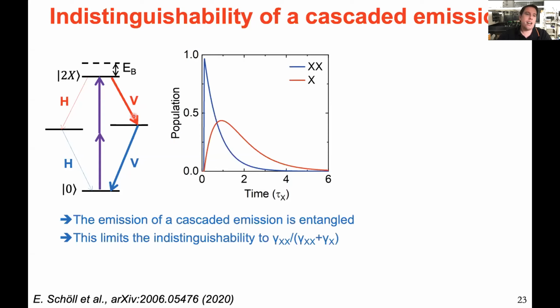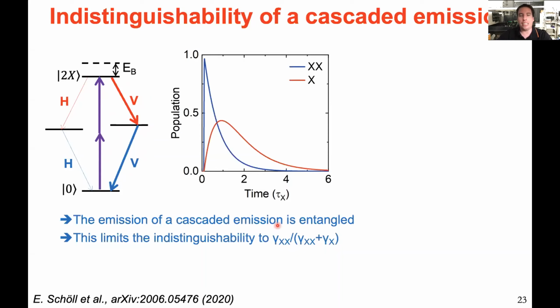And here, our collaborators have numerically calculated that when you instantaneously prepare the excited state, which makes the calculations easier, you are limited to a value of gamma xx divided by gamma xx plus gamma x, where gamma xx is the emission rate of the biexciton state, and gamma x is the emission rate of the exciton state. So here it's really the interplay of the biexciton emission rate relative to the exciton emission rate that gives you the limit of your indistinguishability.